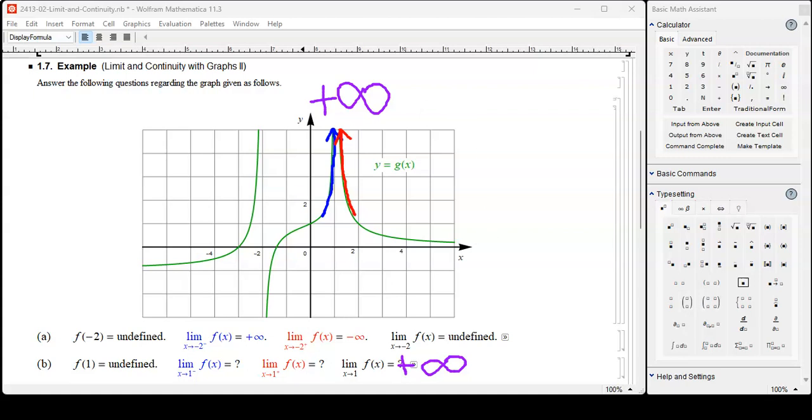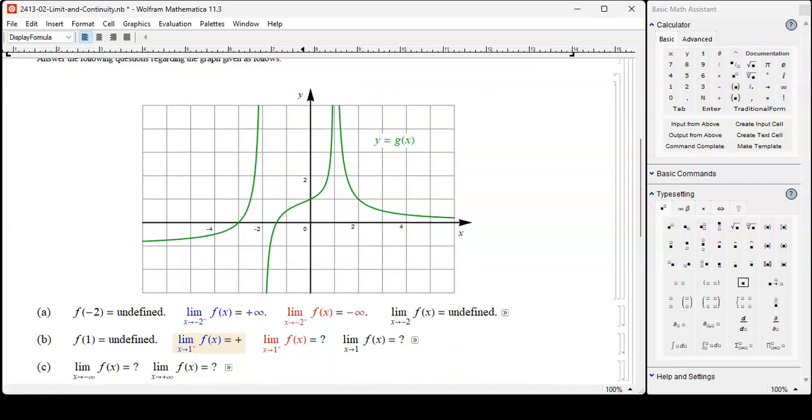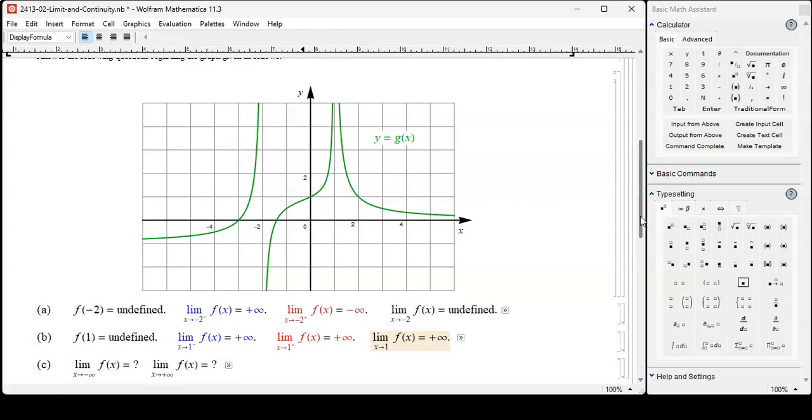Let's elaborate this writing. So that's positive infinity. And then that too is positive infinity. Graph is going up. And same infinities there. So the limit is positive infinity. So these two are the same. So the limit exists and the limit is positive infinity.